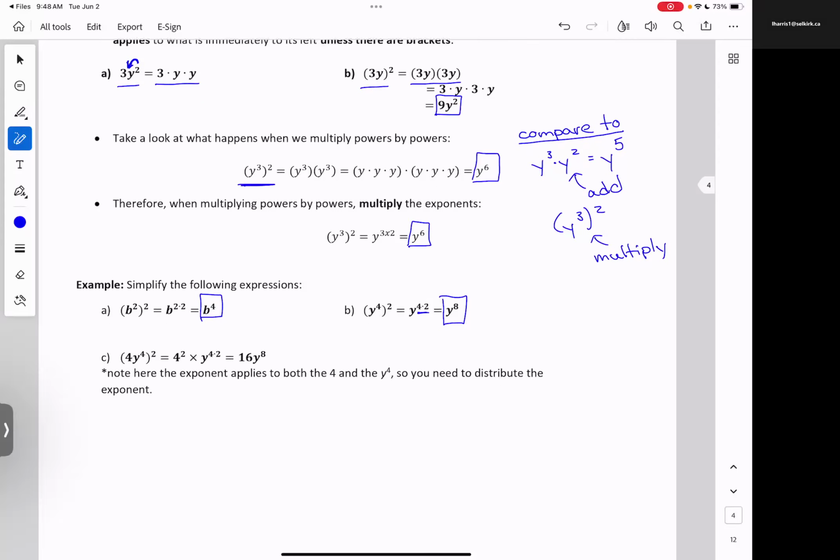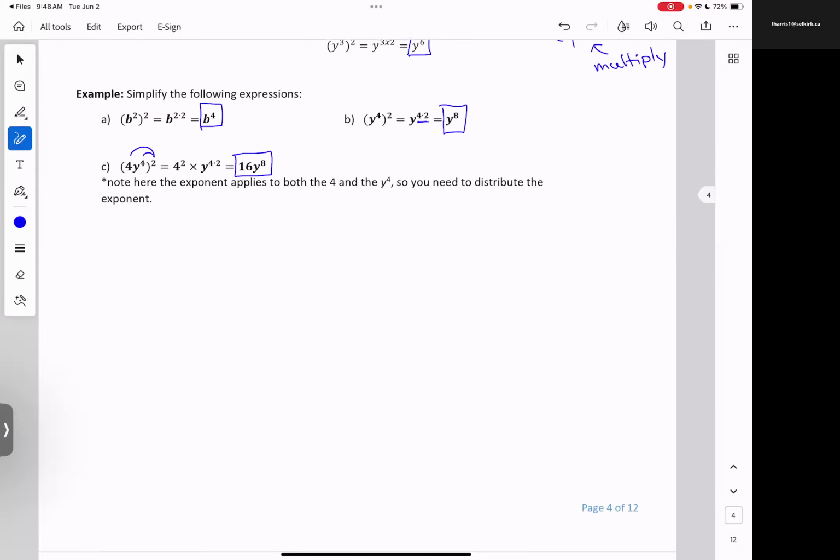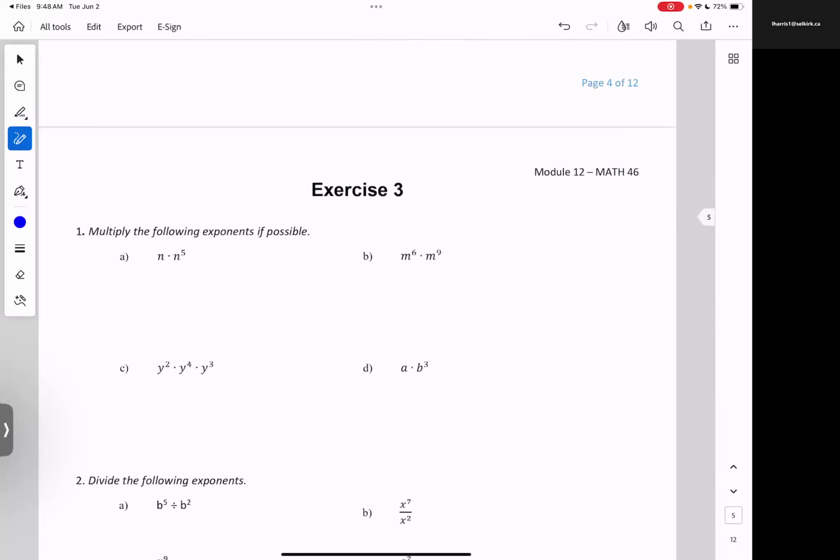And the last one, a trickier example here. You have 4y to the power of 4. Note the brackets, so that entire thing is being squared. So you want to distribute out that exponent, since both things in the brackets are being squared. That would be 4 squared times y to the power of 4 squared, which gives us 16y to the power of 8. All right, so go ahead and pause this video, try these exercises, and then come on back and you can double check your answers.